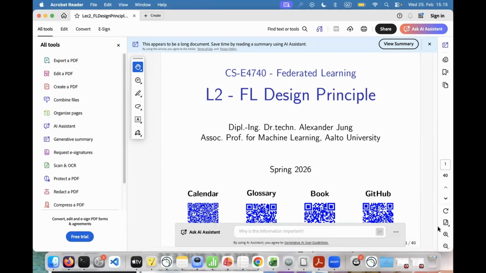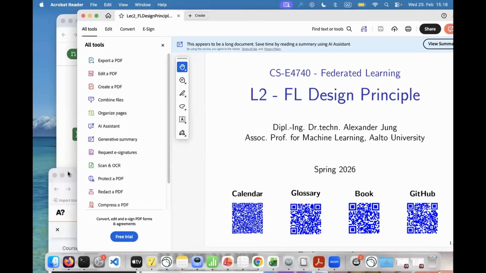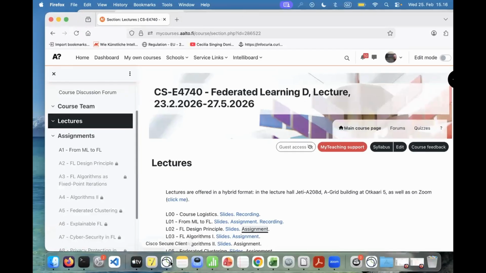Okay, then if not, just want to point out that today we will open another quiz. So we have already since last Monday the first quiz running for assignment one, from machine learning to federated learning. And this quiz tests your understanding of the concepts from the lecture and your solution to the coding assignment.